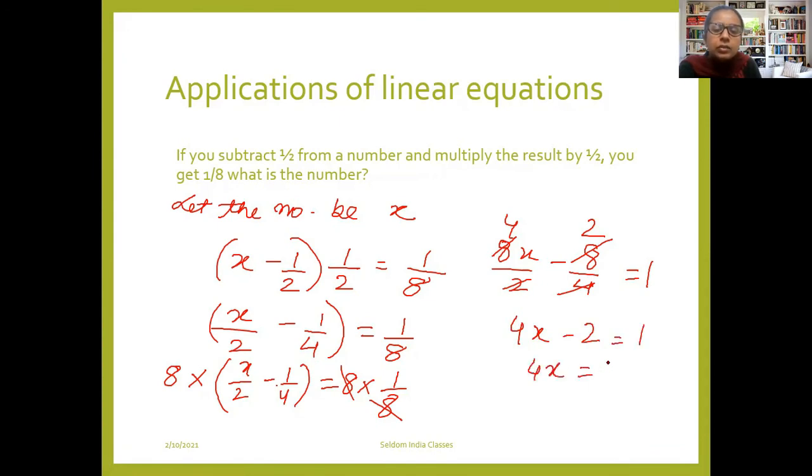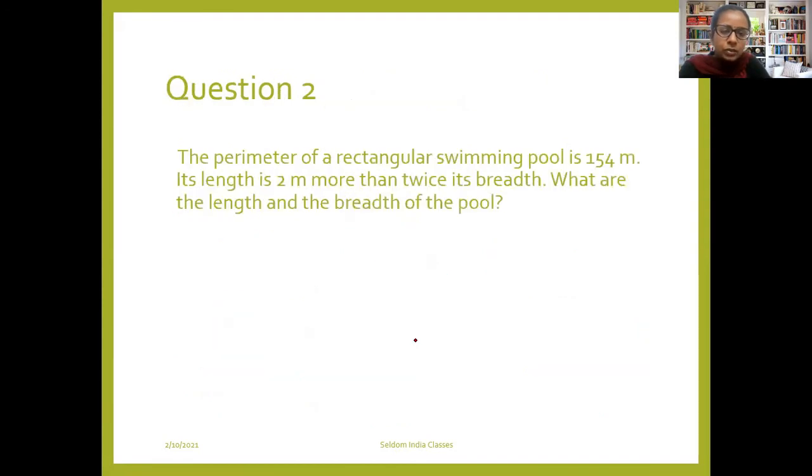4x equals to 2 plus 1. So x equals to 3 by 4. Okay, this is the solution. So the number is, what you will write as an answer, the number is 3 by 4. Moving to our next question.